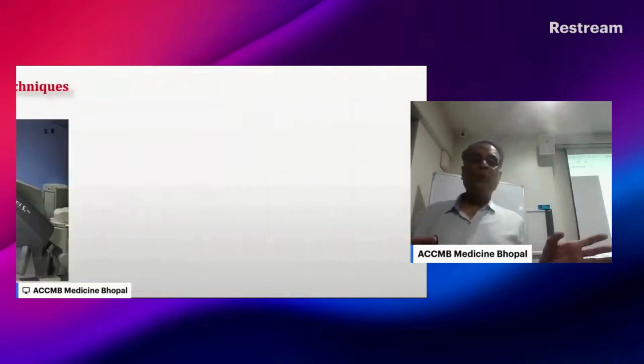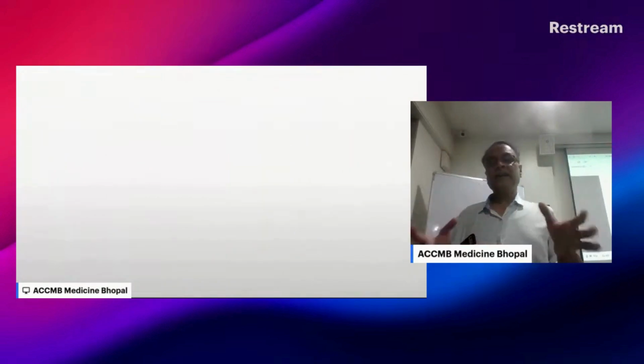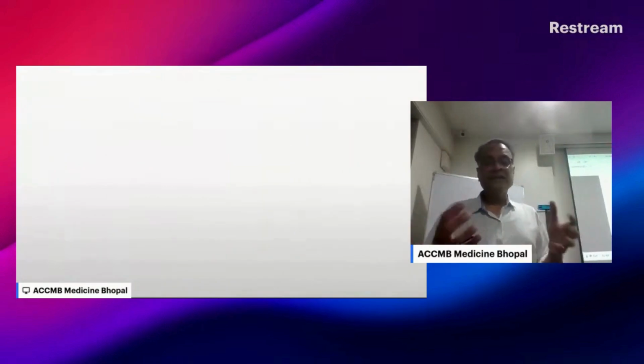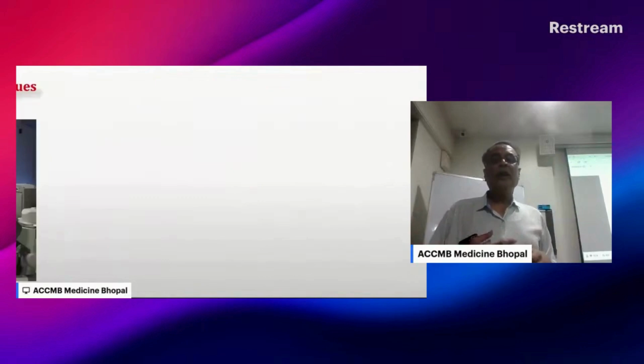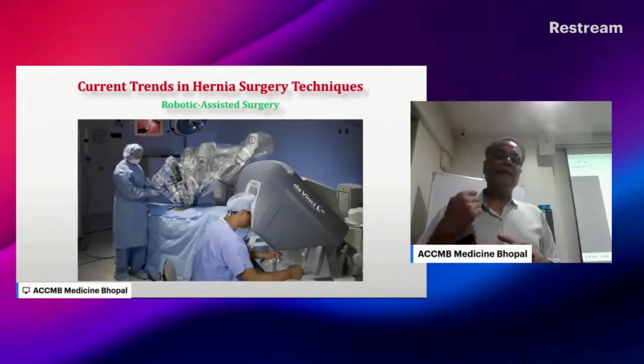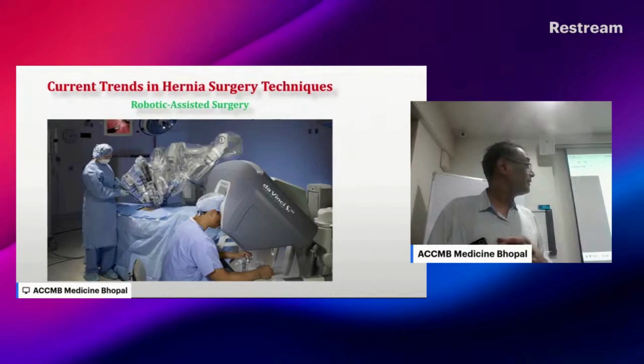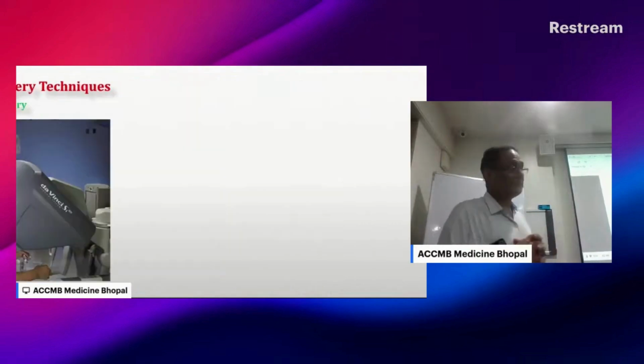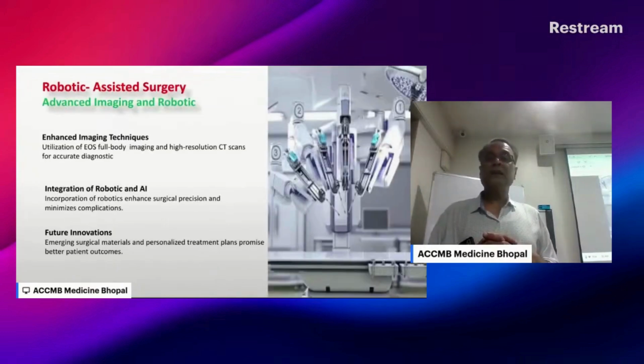So this is robotic assisted hernia surgery where the surgeon is sitting just in front of the console and with the help of the assistant, the arms of the robot work, and definitely it gives fantastic results because the precision is fantastic, almost 100%, for the mesh placement.